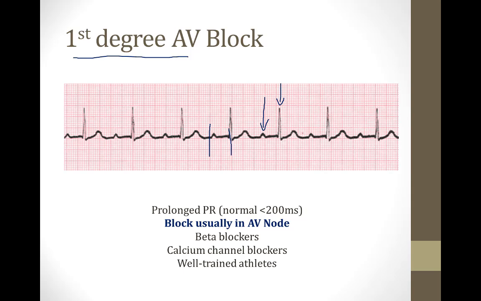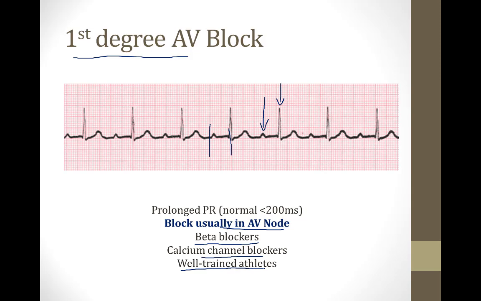The block in first degree is usually in the AV node. For that reason, it has a favorable prognosis for all the reasons I mentioned before. And you should be aware that first degree AV block is commonly caused by circumstances in which conduction through the AV node may be slowed. So for example, patients on beta blockers often have a first degree AV block. Patients taking calcium channel blockers often have a first degree AV block. Well-trained athletes also often have a first degree AV block.